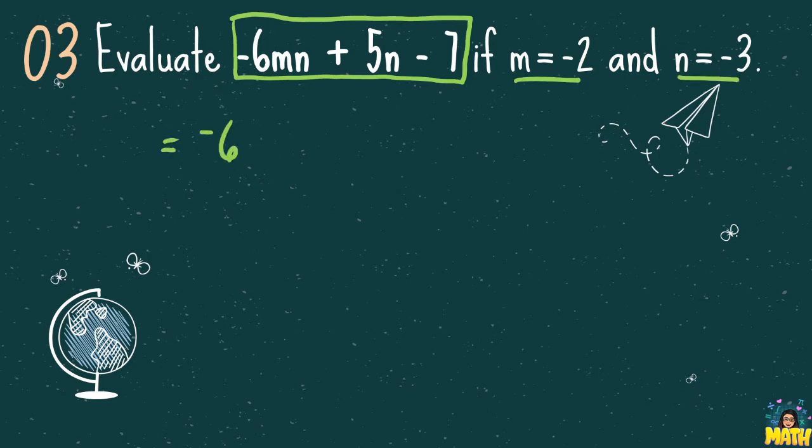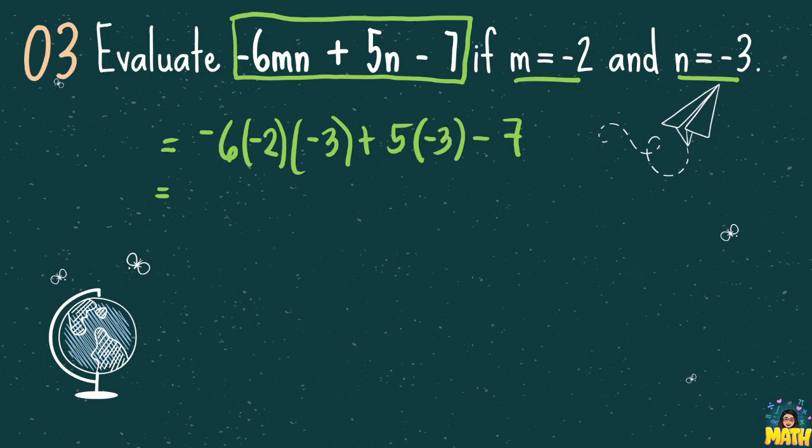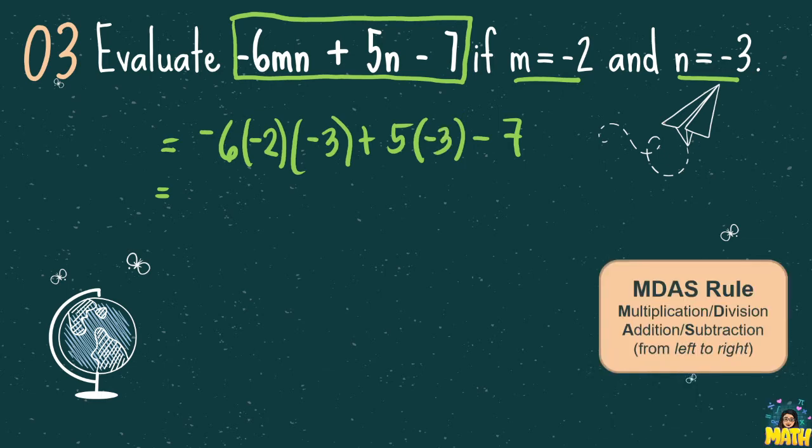Let us just substitute the variables with its given value para mahanap natin ang value ng buong algebraic expression where m is negative 2 and n is negative 3. And again, don't forget to use MDAS rule if you see different operations.